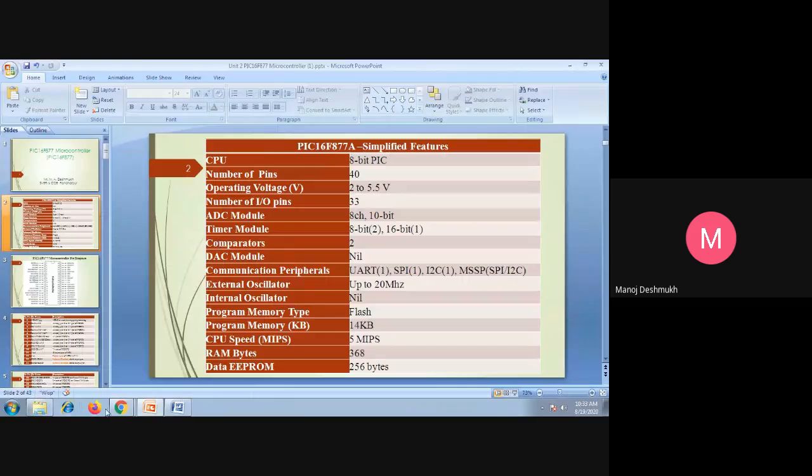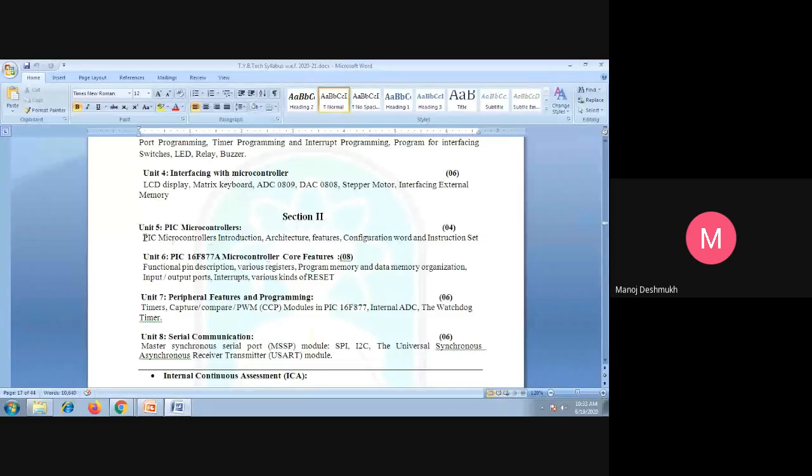PIC16F877A. In our syllabus, as we have discussed the basic introduction, now we have to analyze architecture and features. Before going to the architecture, we will discuss some features, and after that we go for the architecture. Then the various instruction set and some SFR configuration, that is, SFRs used in PIC microcontrollers for defining functions like timers, watchdog timers, prescalers, ADCs, interrupts, and how they are defined, IO ports.